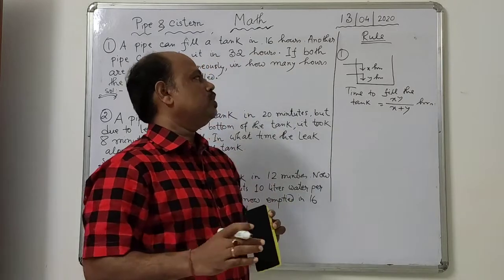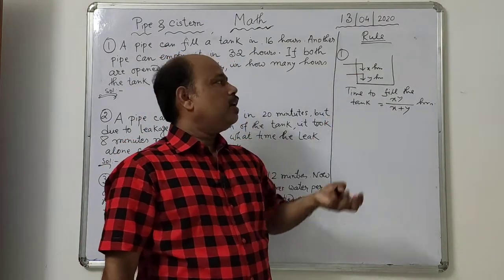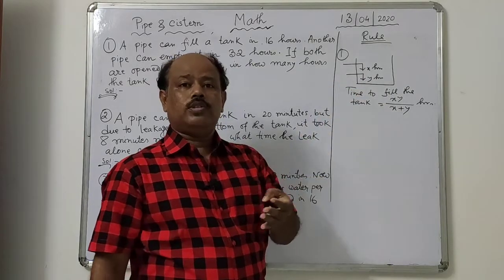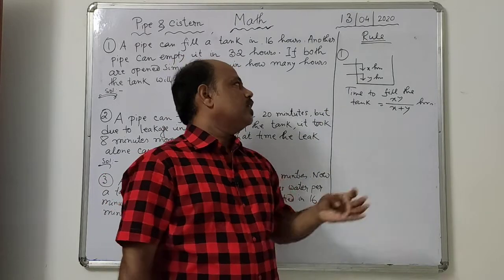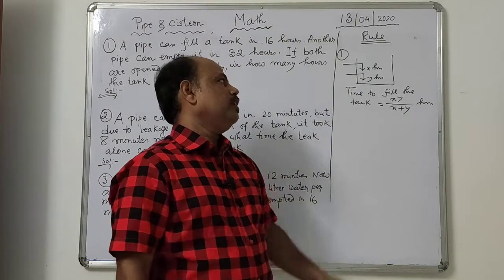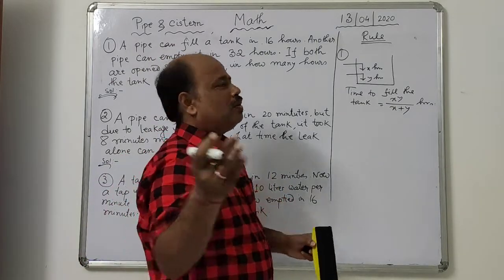Very simple question, mind it from today. One can fill in x hours, another can fill in y hours separately. When both are open simultaneously, the time to fill the tank will be xy by x plus y hours. Now rule number 2.